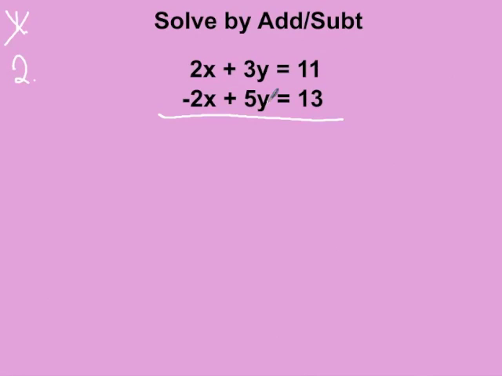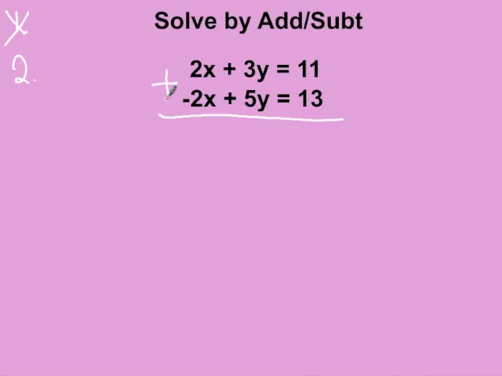Then we can look at the y's. If we added 3y to 5y, would they cancel out? No. If we subtracted 3y from 5y, would they cancel out? No. So we're not going to worry about that one. If we added 2x and negative 2x, would they cancel out? Think about that. What is 2 plus negative 2? 0. So that means they would cancel out. So we're going to add these 2 equations.